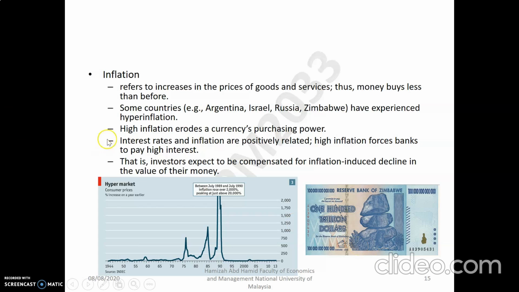So high inflation will decrease a currency's purchasing power. This is what they mean by purchasing power. You will pay more for something that is supposed to have a normal price range. You don't want to pay 1,000 ringgit, for example, for a pack of rice. That doesn't make sense. But in some countries that are experiencing hyperinflation, that is what they are experiencing. Paying more for something that is usually not so expensive.